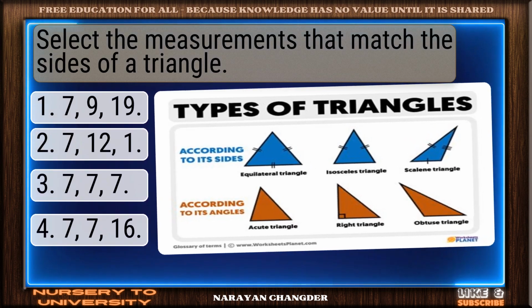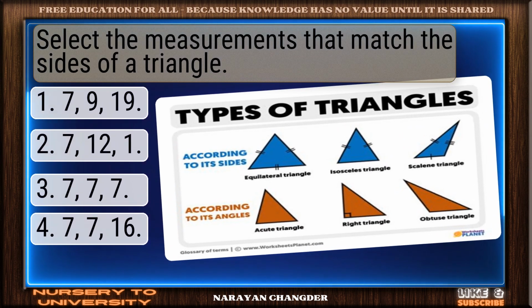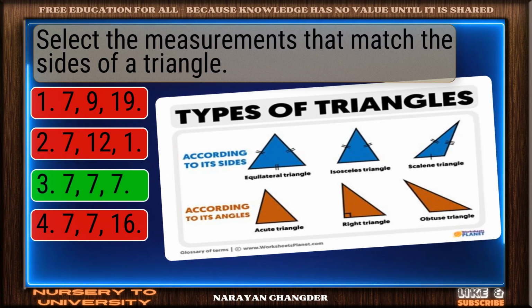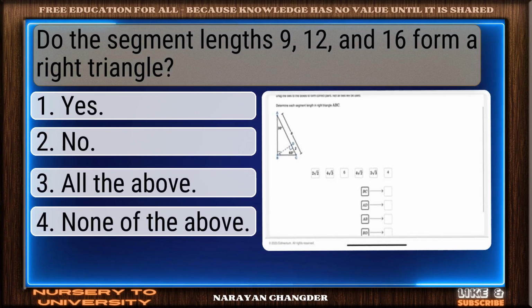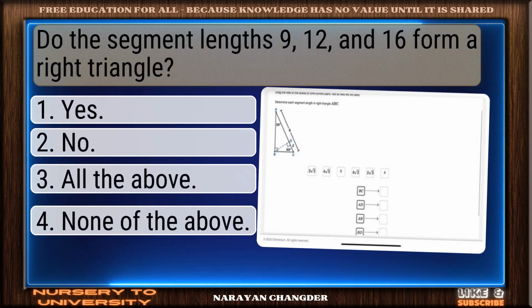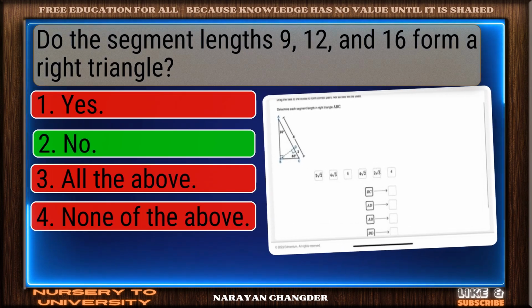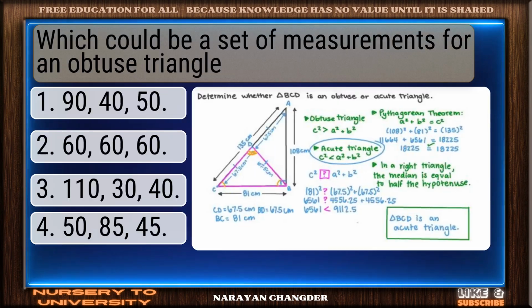Question number 55. Select the measurements that match the sides of a triangle. On track. 7 is the correct answer. Question number 56. Do the segment lengths 9, 12, and 16 form a right triangle? Excellent choice. No is the right answer.